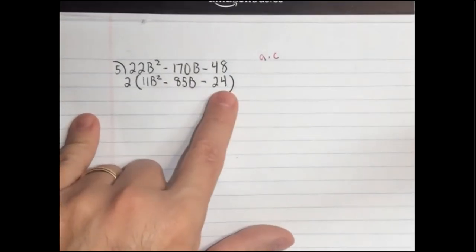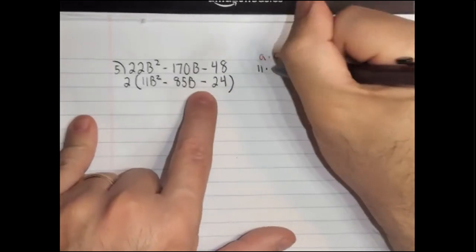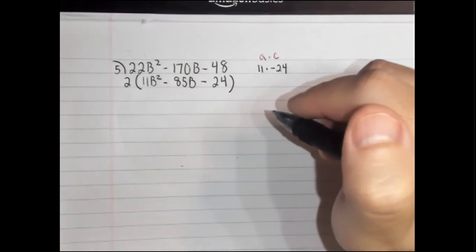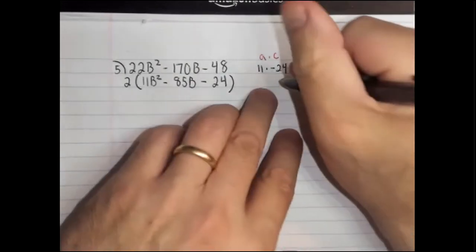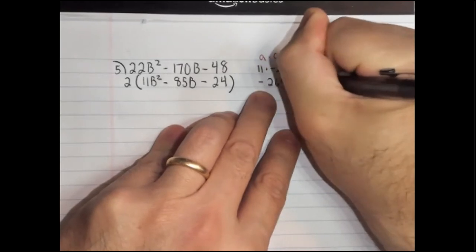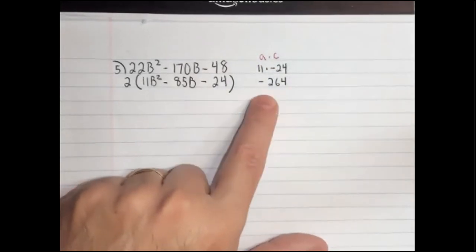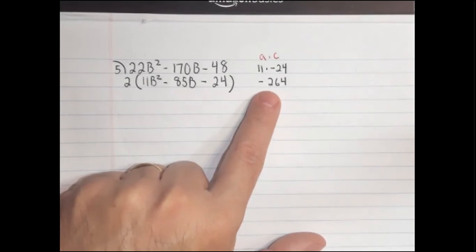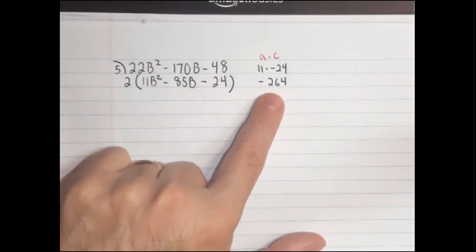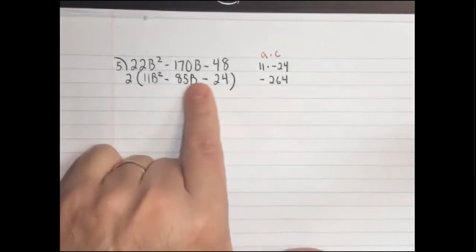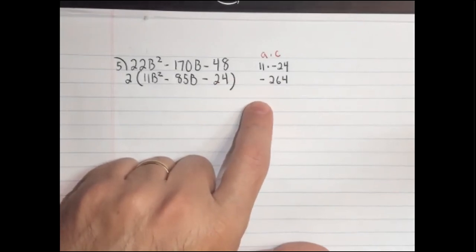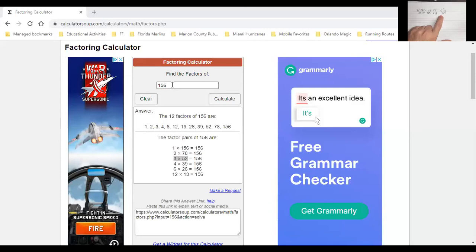So 11 times, and be careful here, this is a negative 24. So 11 times negative 24 gives me a negative 264. And remember, since that last value is negative, when we're doing the factors, we are going to have a lot more factors. But it's the same thing. We're going to put this into that program and find the factors. Again, we're looking for the ones that will add together to give me negative 85. I'm going to put negative 264.